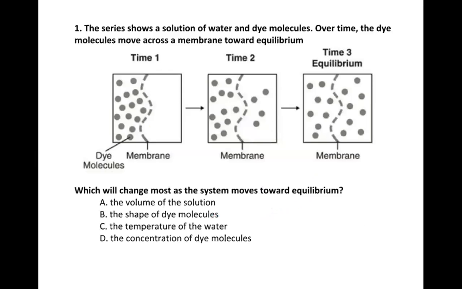All right. A series shows a solution of water and dye molecules. We saw something similar to this yesterday. Over time, the dye molecules move across the membrane toward equilibrium. Which will change most as the system moves toward equilibrium? The concentration of the dye molecules, because remember they're going to spread out, expand. They're going to disperse throughout the water.